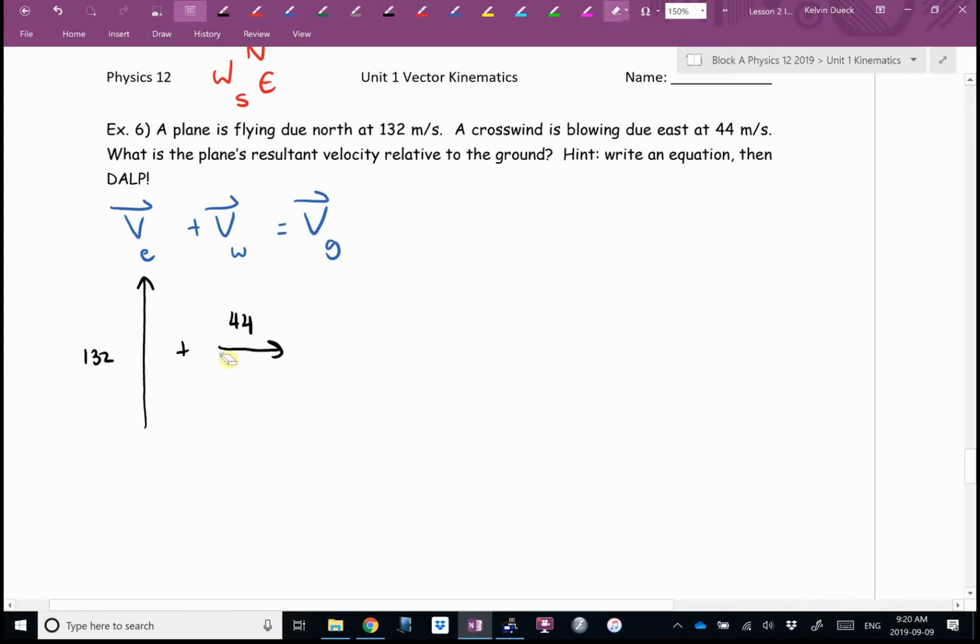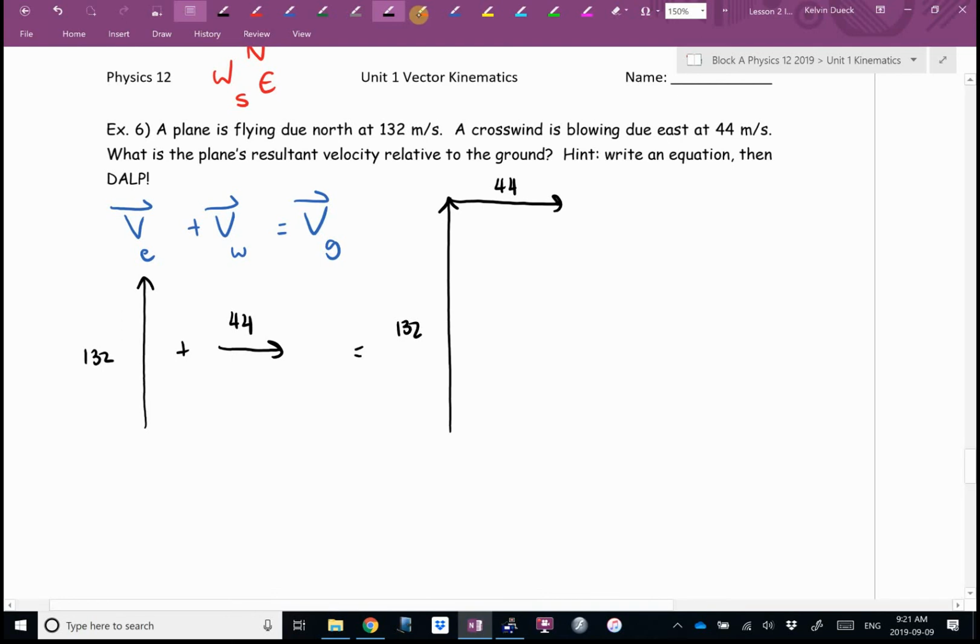Now, this here is not good scale. When I draw my triangle, I'm going to make the 132 longer so it's more obvious. And then there's the 44. Again, though, you could have drawn the 44 first and then the 132. We'll get the same answer, same magnitude. You'll just get a different theta, but it will be the same direction.